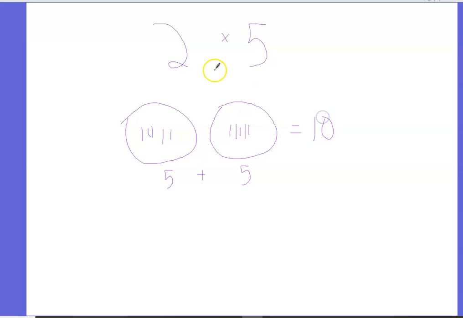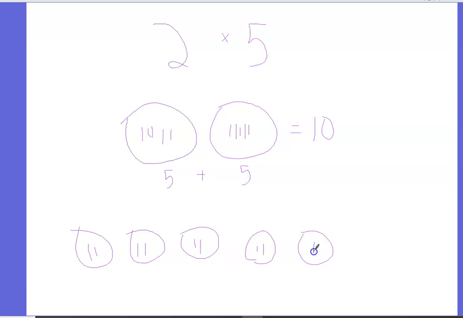But again, we can reverse it. So right now we have 2 groups of 5. We can flip that around and start with our 5 and do 5 groups of 2. So for that, I would have 1, 2, 3, 4, 5, and then 2 in each group. 1, 2, 1, 2, 1, 2, 1, 2, 1, 2.